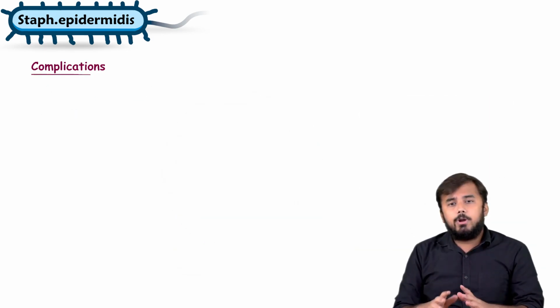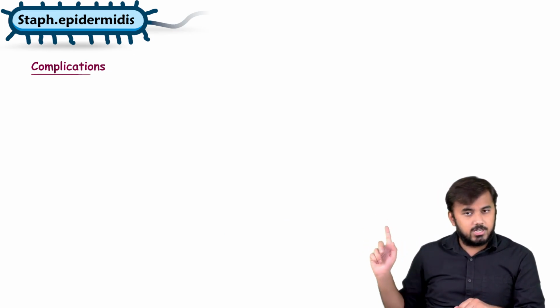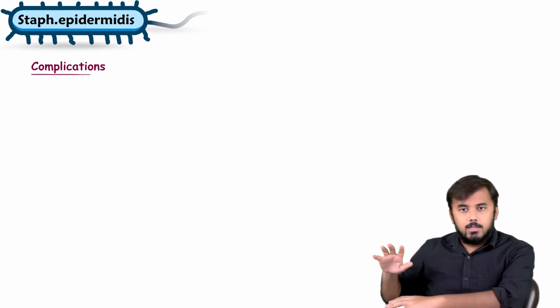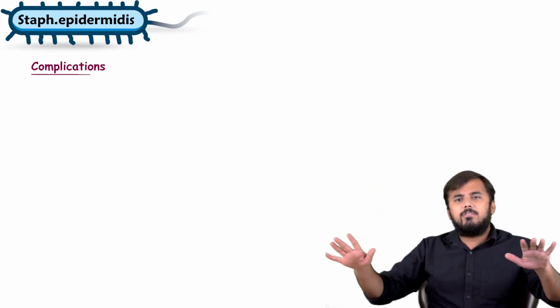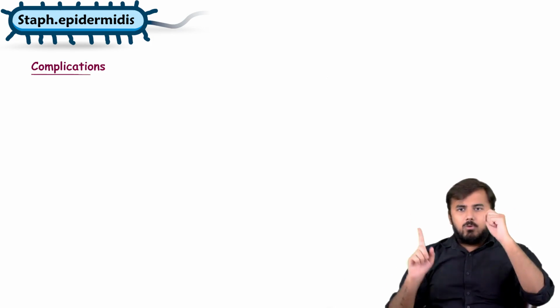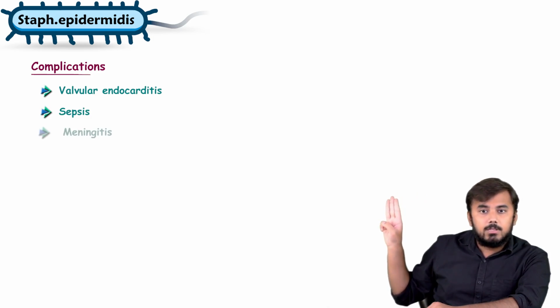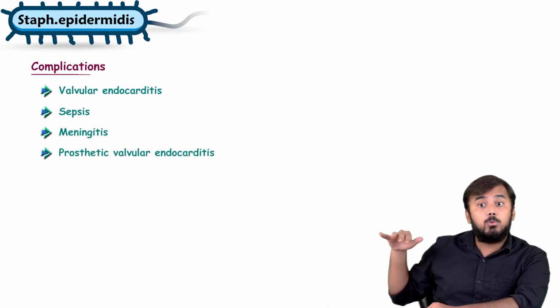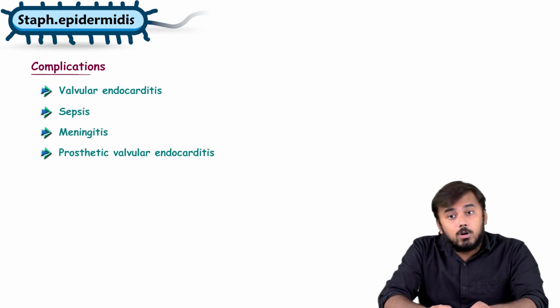Okay. The last point is sepsis. Obviously, as I told you in the mechanism there, when the bacteria enters into the systemic circulation, obviously it will spread everywhere and cause sepsis. Point number 1, which you can see there, valvular endocarditis. Point number 2, sepsis. Point number 3, meningitis. Point number 4, prosthetic valvular endocarditis. Okay, so you understood the most important complications which happen with the help of this bacteria.